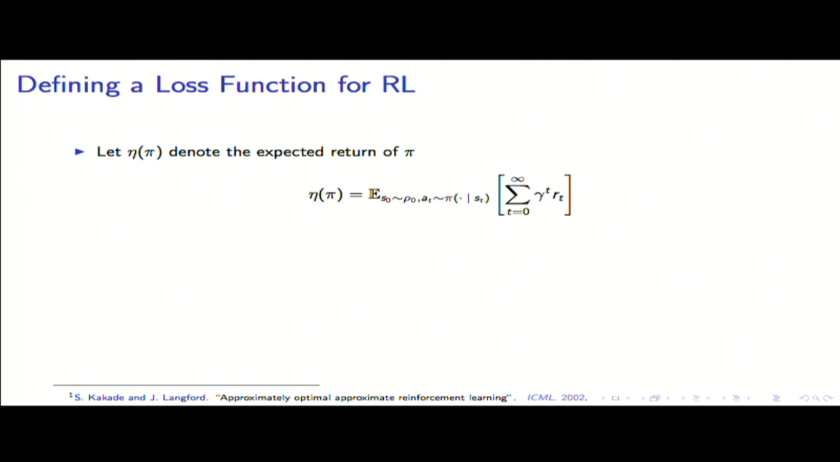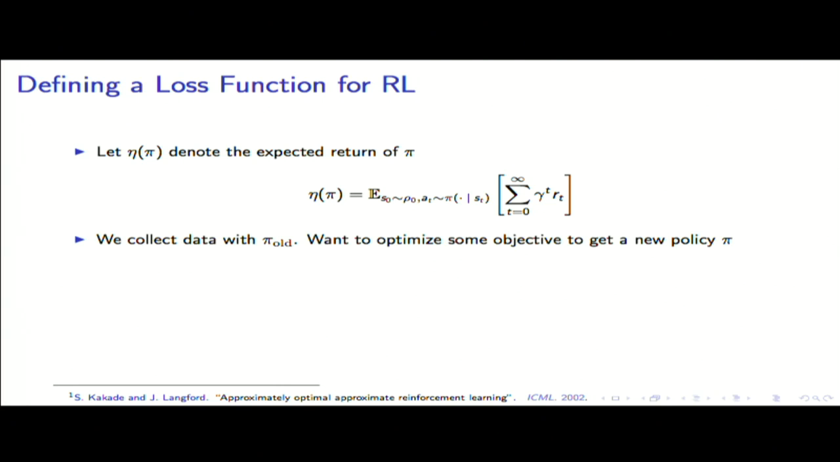Okay, so first let's write out our problem. We're going to define eta of pi as the expected return of policy pi. We're sampling the initial state S0 from our initial state distribution, rho 0. And at each time step, we're sampling an action using our policy pi. In this class, we're going to consider the discounted sum of rewards, the discounted return.